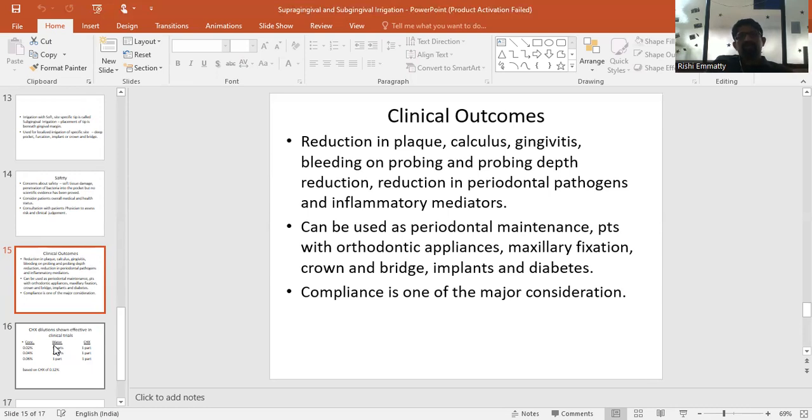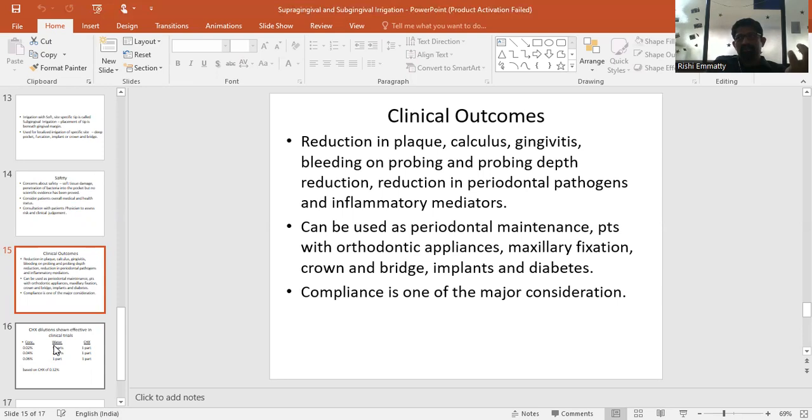It can be used as periodontal maintenance, because after surgical management, like regular periodontal maintenance, this can be used. Even patients with orthodontic appliances, because so much plaque accumulates and food gets stuck between the orthodontic brackets and wires. It can be used for cleaning the orthodontic appliances. Even maxillary fixation appliances will be there after trauma, like orthodontic management fixed appliances. So that can be used, even for crown and bridge. Sometimes in some areas of the crown and bridge, in the pontic area, debris could accumulate.